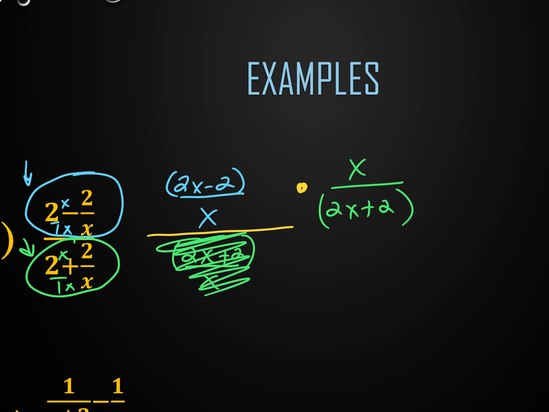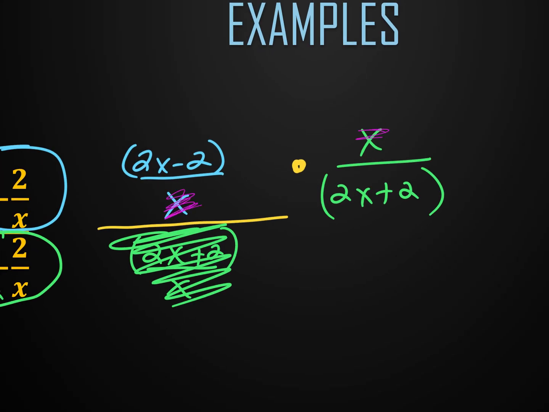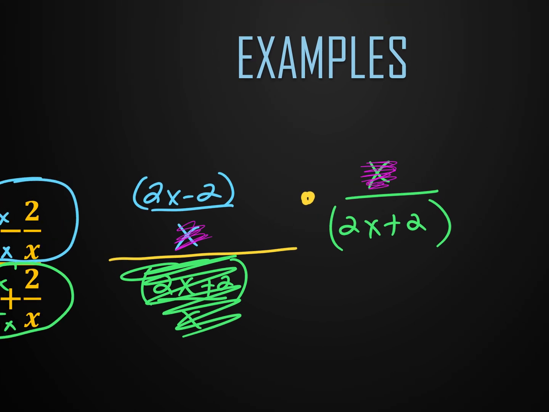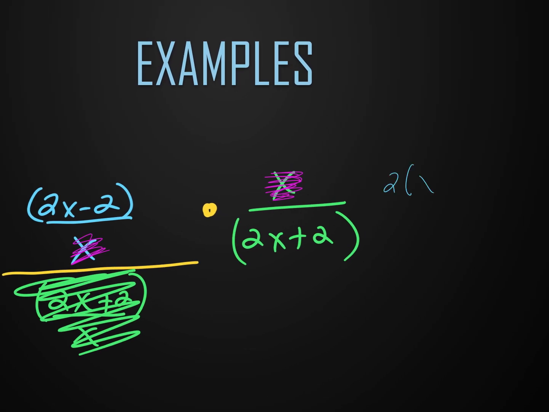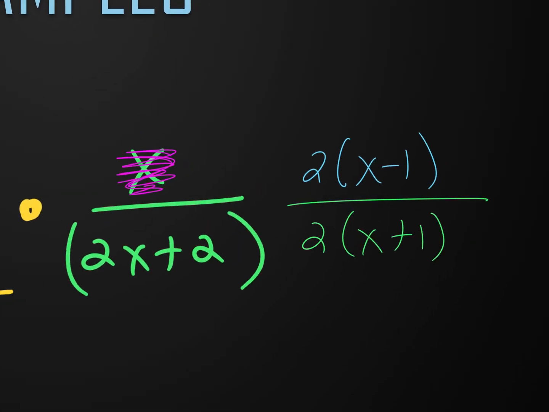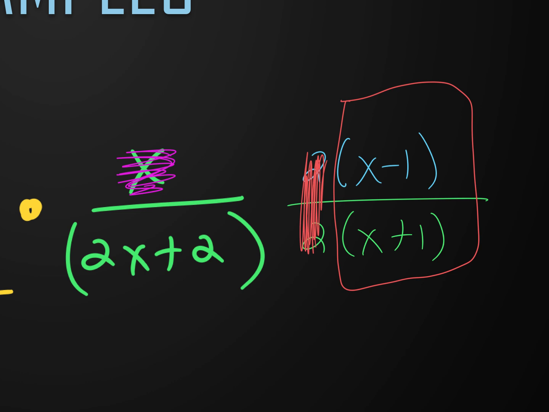Do you guys see anything that is exactly the same on the top and bottom? X, good. Do you see anything else that looks similar? You can factor out a 2. If I take the 2 out of here, I'm left with 2 times X minus 1, correct? If I take a 2 out of the denominator, I'm left with 2 times X plus 1. Now that you have done that, is there more simplifying that can happen? Yes. Can I cancel out these 2's out here? Absolutely. So here's your final answer. You guys want to simplify as much as possible.